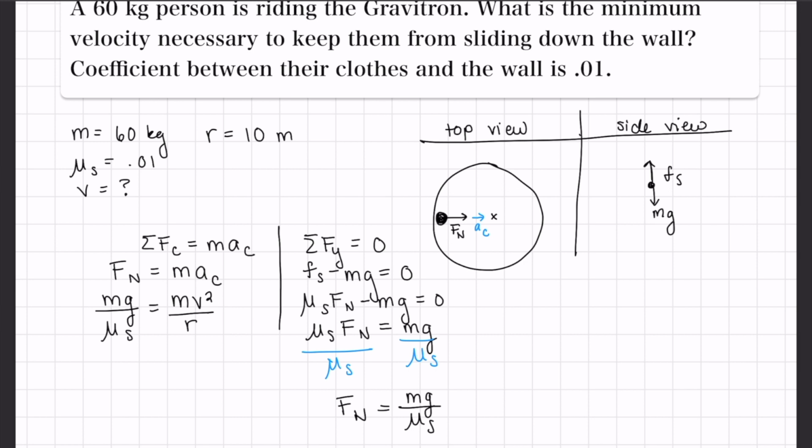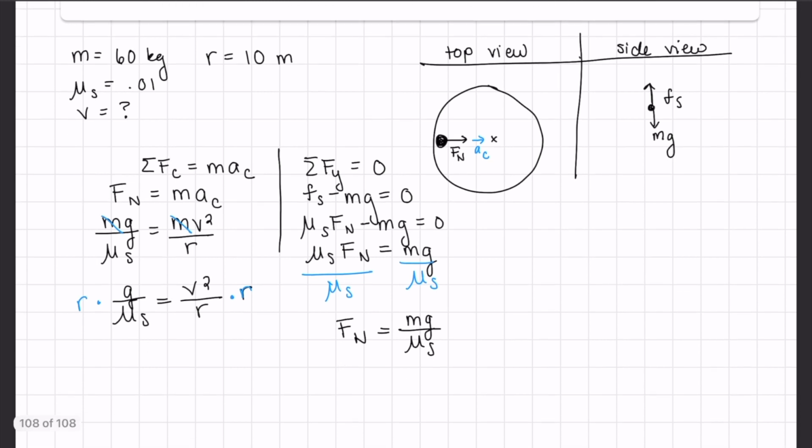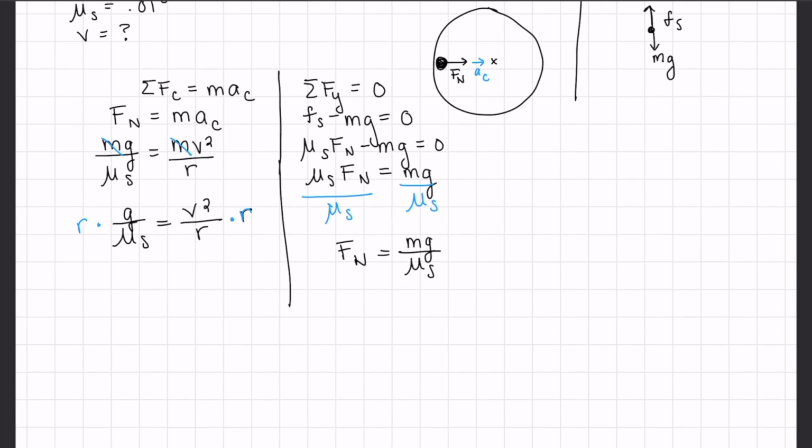We do have masses cancel. So we'll get g over mu s equals v squared over r. We'll multiply both sides by r. And then we'll also, well, I guess I'll do this step by step. So we'll get r times g over mu s equals v squared, and then we'll go ahead and take the square root to get rid of that squared.